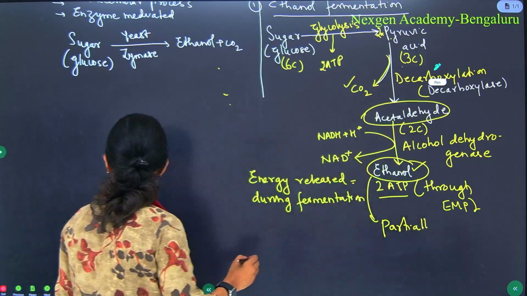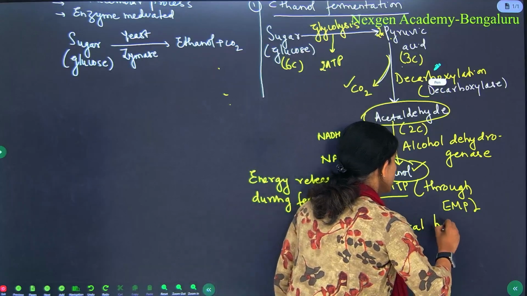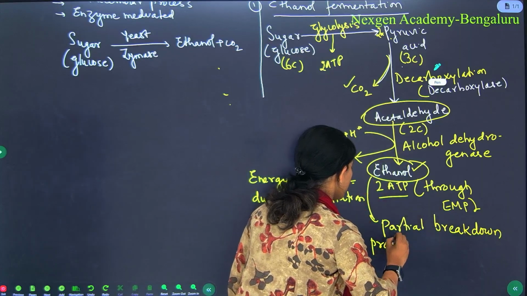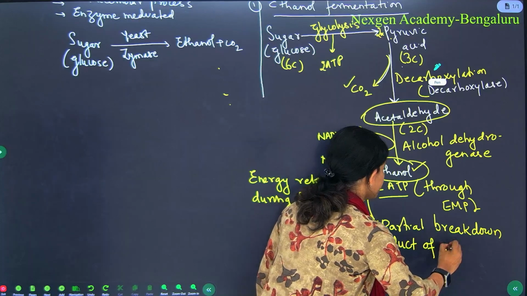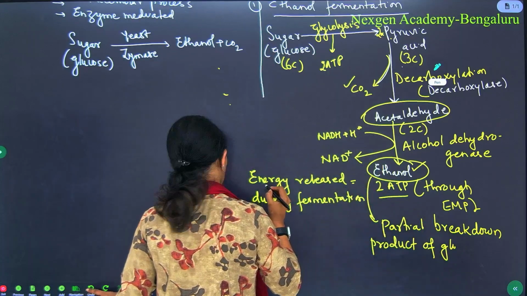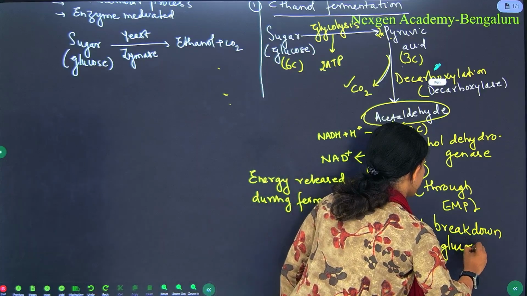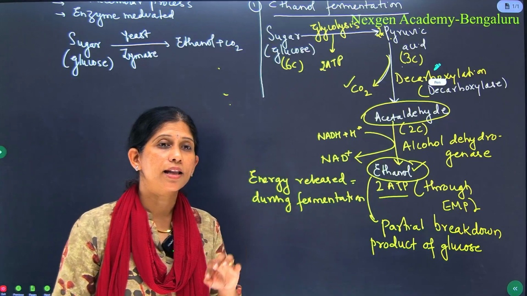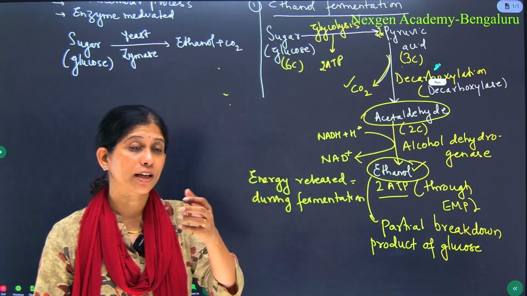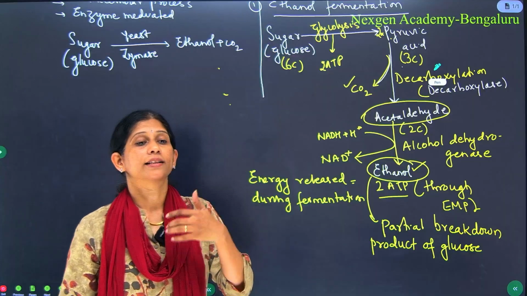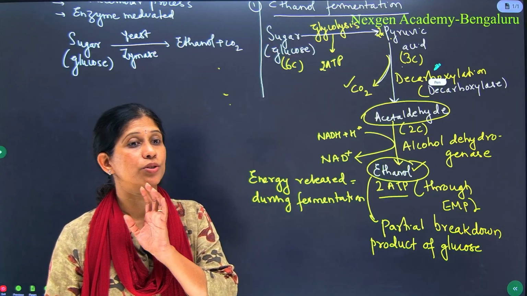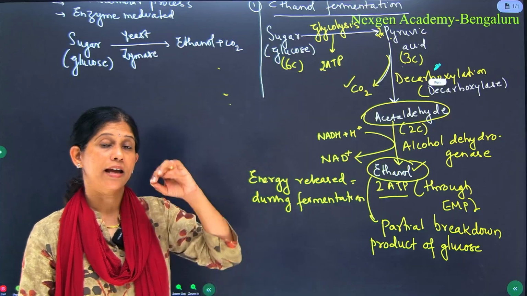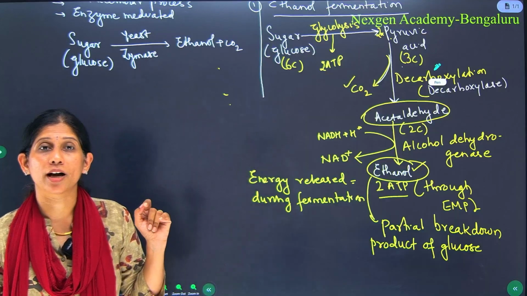It is a partial breakdown product of glucose. So energy is still present in ethanol, which is not completely harvested yet. That is the reason the amount of energy produced is very little compared to the amount of energy produced during aerobic respiration, where each carbon is released in the form of carbon dioxide.